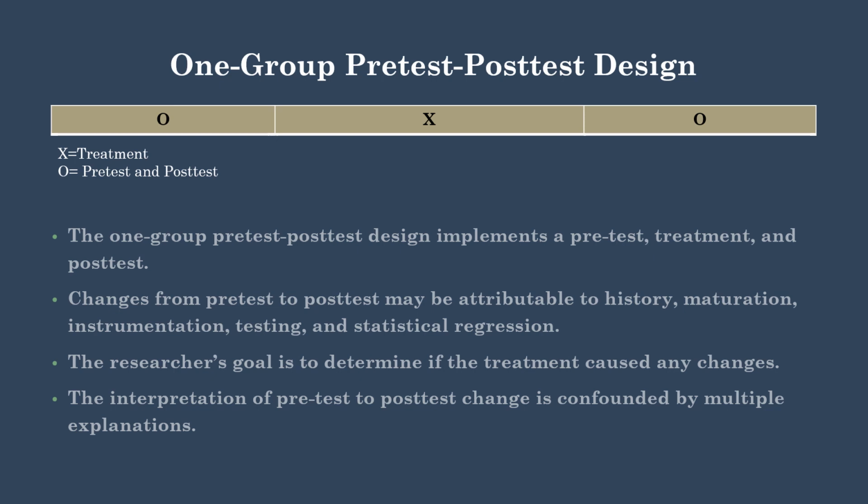The one-group pre-test, post-test design implements a pre-test, treatment, and post-test. Changes from pre-test to post-test may be attributable to history, maturation, instrumentation, testing, and statistical regression. The researcher's goal is to determine if the treatment caused any changes. The interpretation of pre-test to post-test change is confounded by multiple explanations.